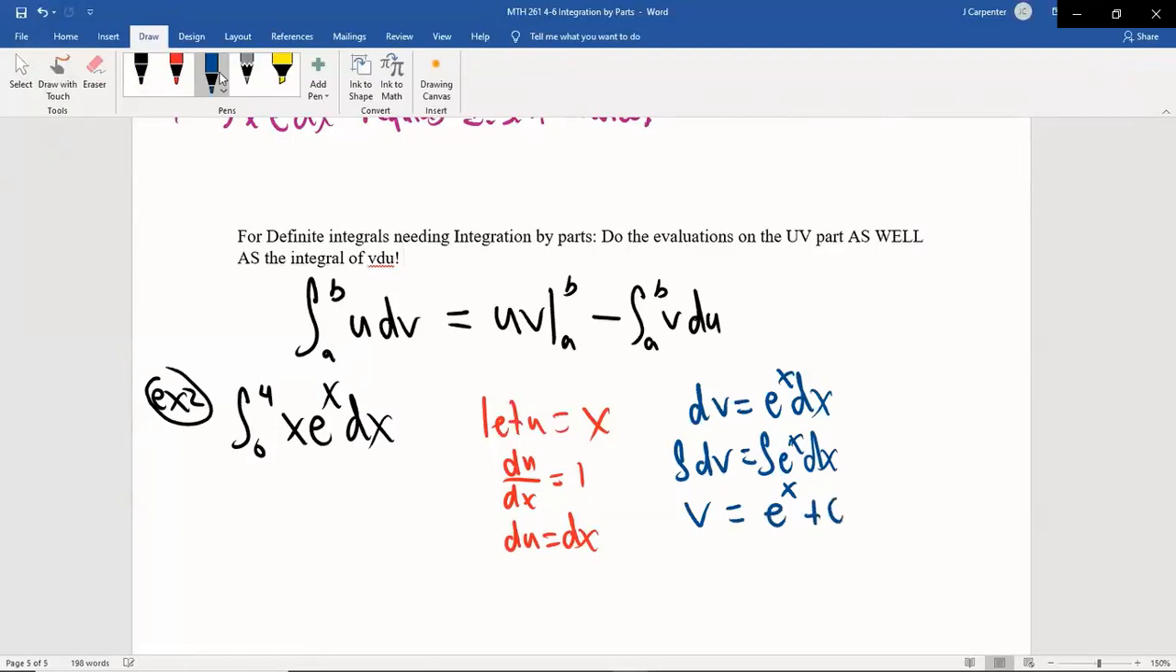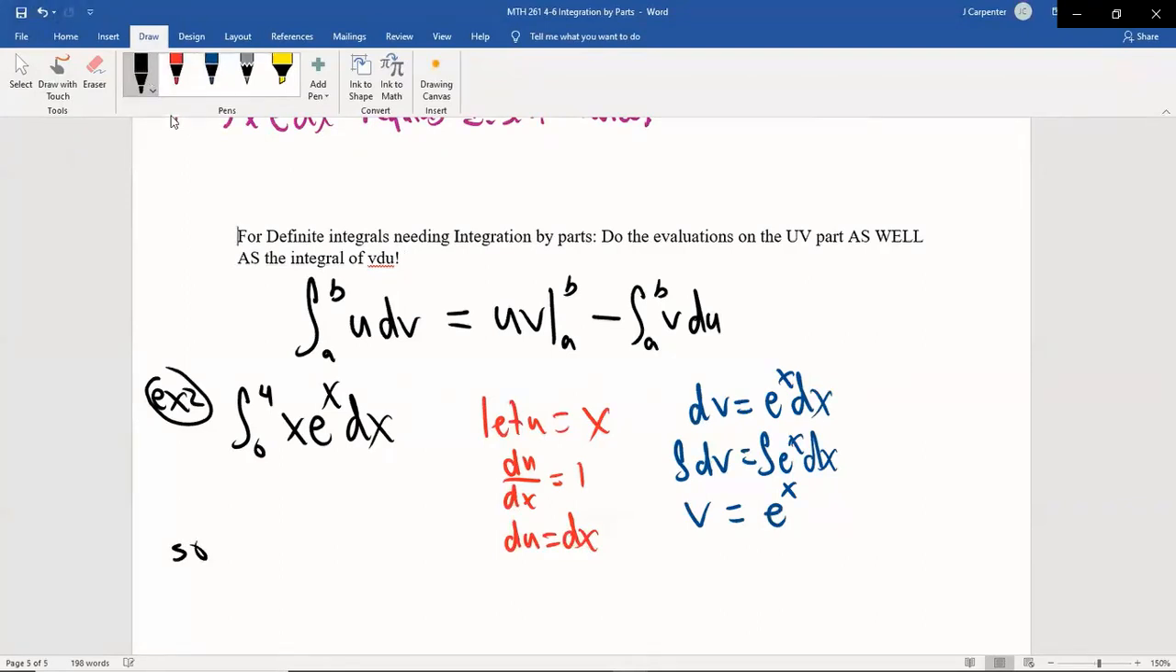And you might say to put a plus c here, but A, we always just wait till the last minute with the formula to do that. B, we're actually doing upper and lower limits. So since we're finding the area under a curve, we don't need a plus c anywhere. No c in this problem. So again, the three things that we need are the u, the v, and the du. Those are the three things we'll be plugging into this formula.